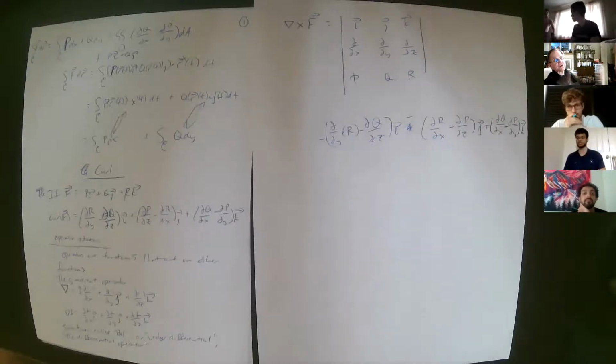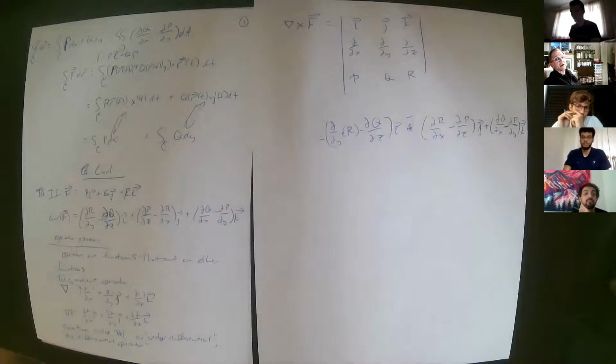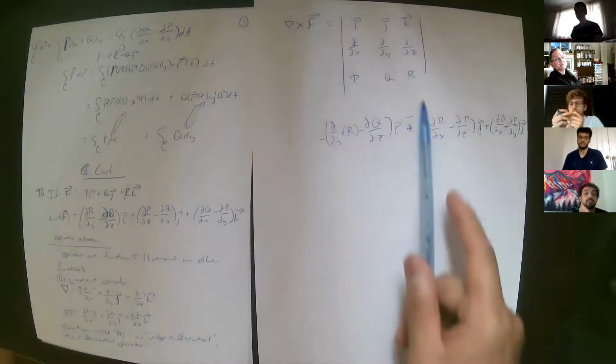So what you want to remember is when you compute a determinant, you always switch sign every time, right? Positive, negative, positive. Okay? And in this case, we have an extra negative sign here.